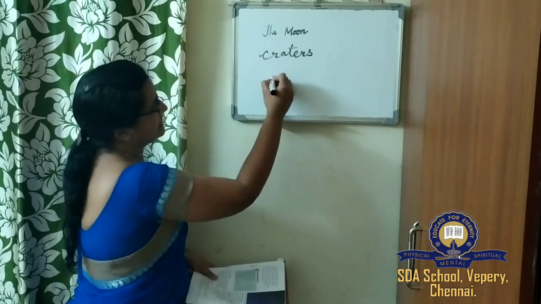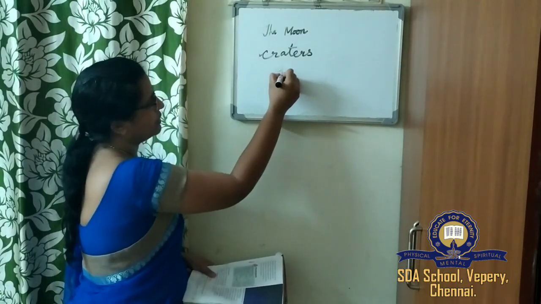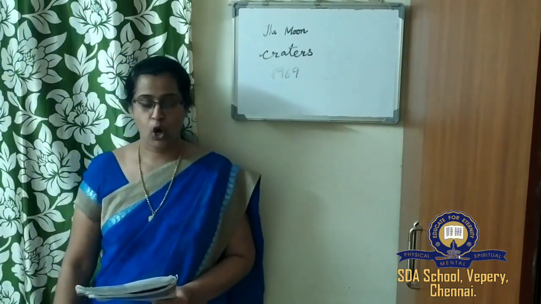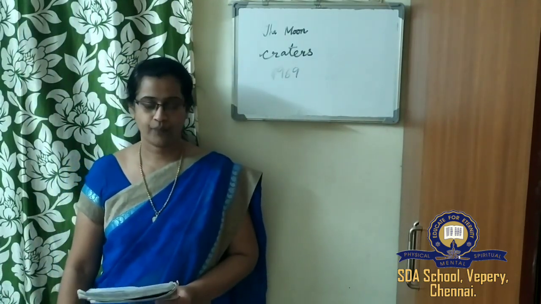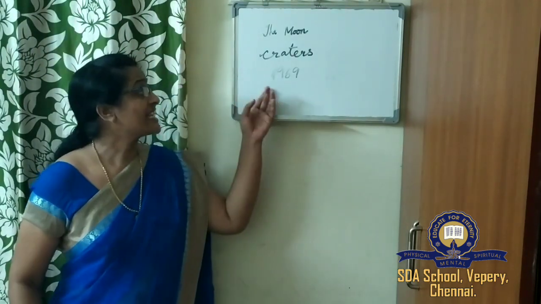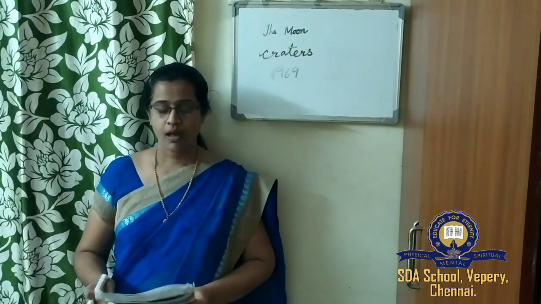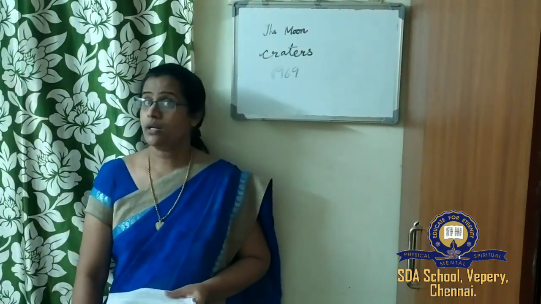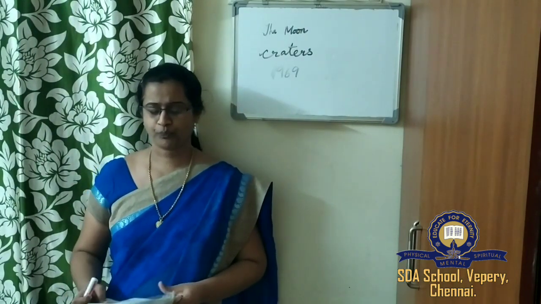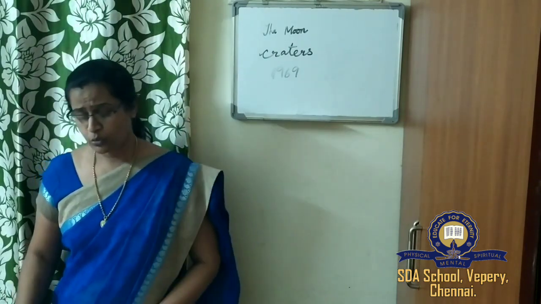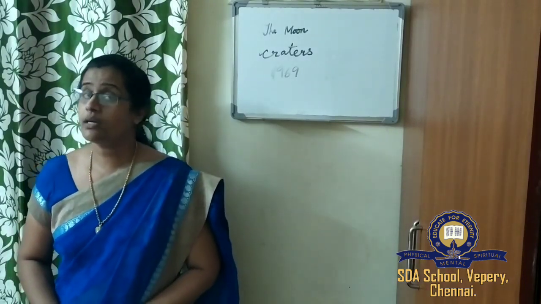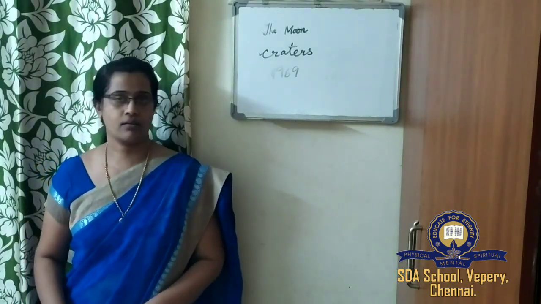In 1969, Neil Armstrong and Edwin Aldrin became the first people to land on the moon. On the moon, there is no air, and no one can live on the moon. Why? Because it does not have air.